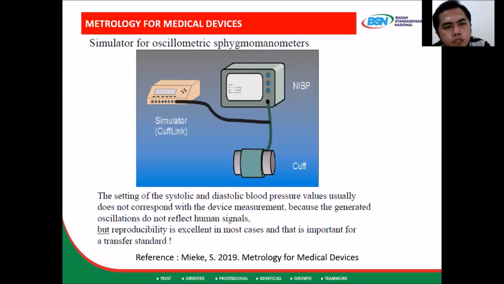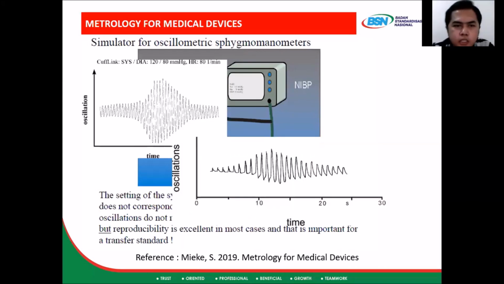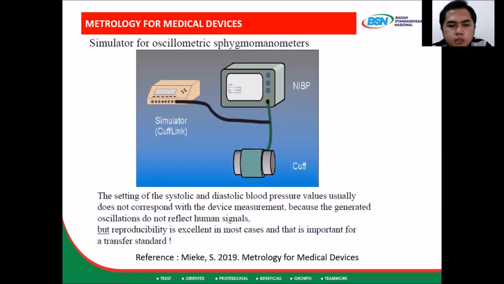often the commercial blood pressure simulator doesn't correspond with the device measurement, because the generated oscillations do not reflect the human signals. So the signals from the commercial simulator are artificial, not reflecting the real human signals. However, the reproducibility of this simulator is excellent in most cases, and that is important for a transfer standard.